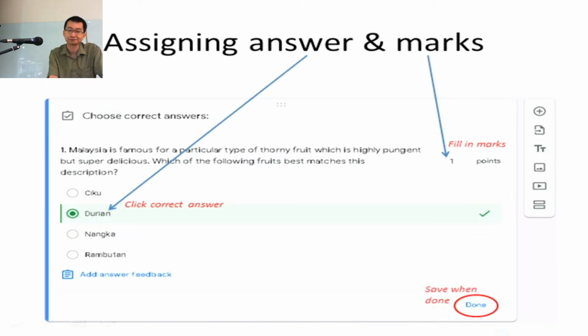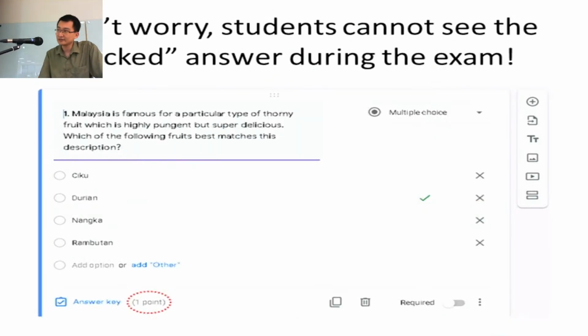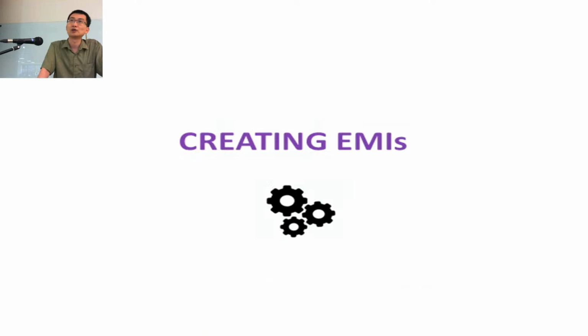After you've done this, you will come back to the screen earlier where you will see a green check mark. Don't worry, the green check mark will not appear in the student's exam. So it's fine. But the 1 point will appear. The student can see later, so he will know that this question carries 1 mark. Okay, that's for the OBA.